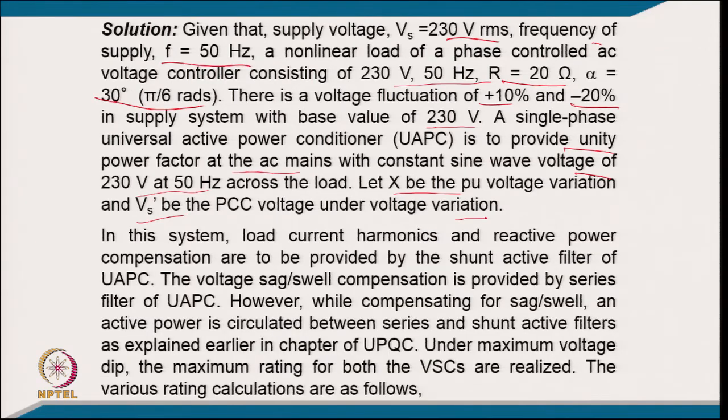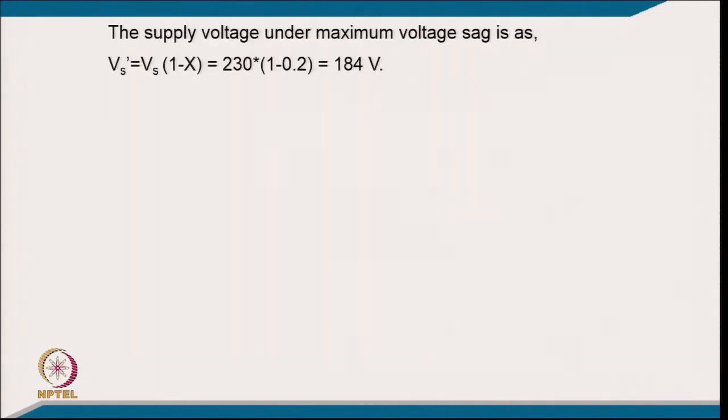In this system, the load current harmonics and reactive power compensation are to be provided by the shunt active power filter of the universal active power conditioner, and the voltage sag swell compensation is provided by the series active power filter. However, while compensating for voltage sag and swell, an active power is circulated between the series and shunt active filter as explained earlier, and using the maximum voltage dip, the maximum rating of the two VSC are realized. So, the various rating calculations are as follows.